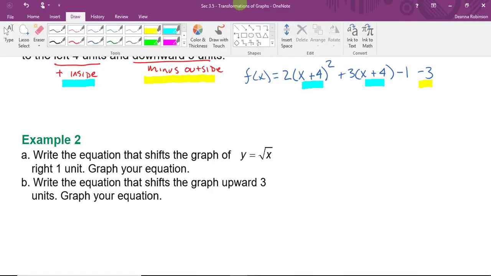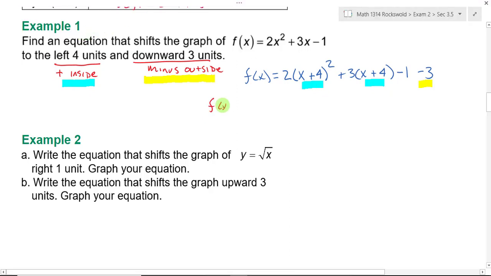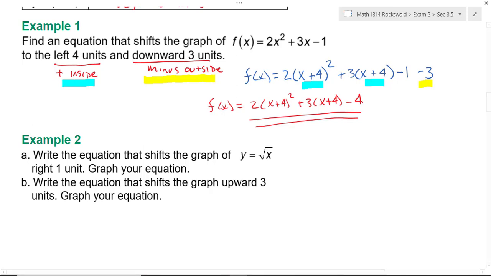Now I need to simplify this, and I get f of x equals 2 times x plus 4 squared plus 3 times x plus 4 minus 4. And you can leave your answer like that. There's no need to FOIL this out and distribute the 2 and distribute the 3 and combine like terms. You can type your answer like that into MyMathLab. You could write your answer like that on a test.